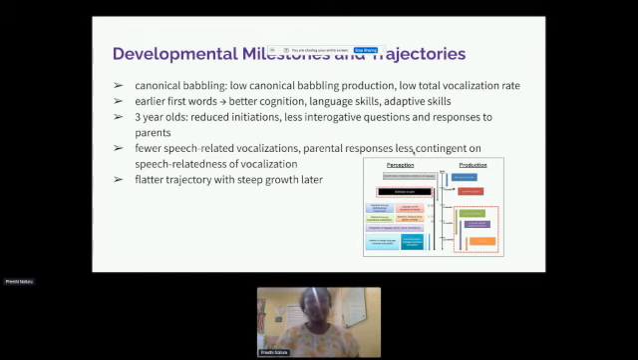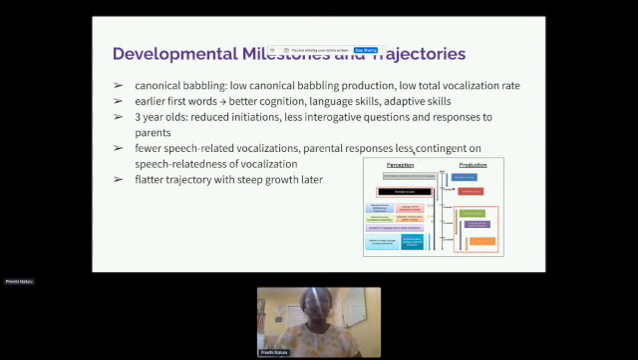Their first words appear around 12 to 18 months, while this is delayed in children with autism. Earlier first words are important because they lead to better cognition, language skills, and adaptive skills later in life. 3-year-olds with autism show reduced initiations of interactions, fewer interrogative questions, and fewer responses to parents.